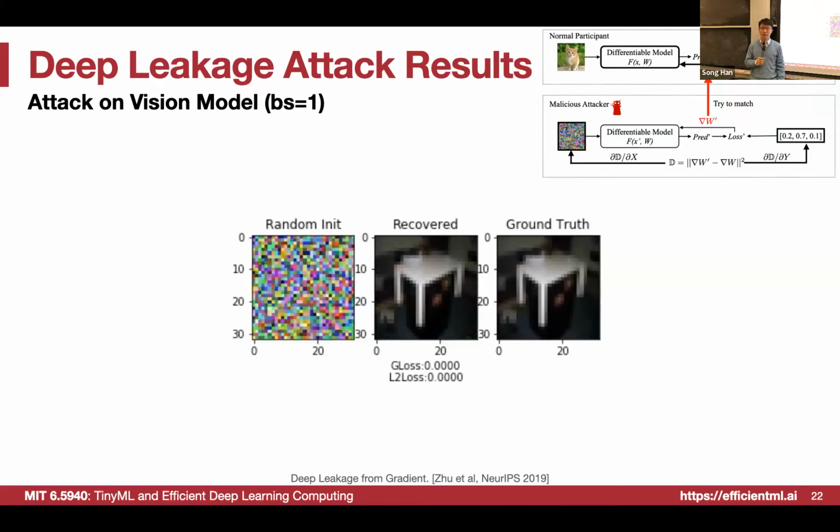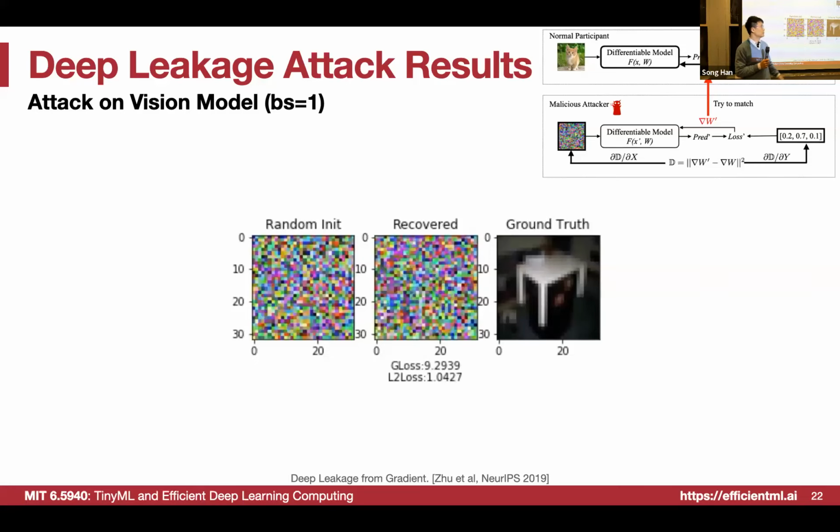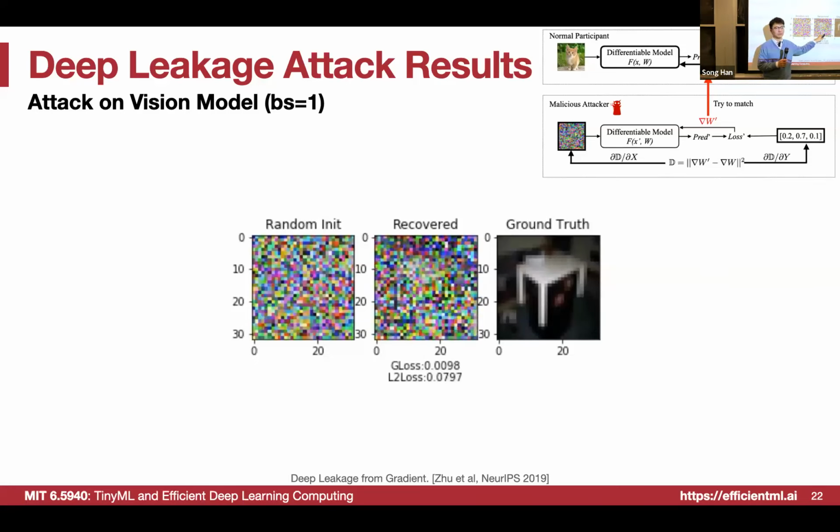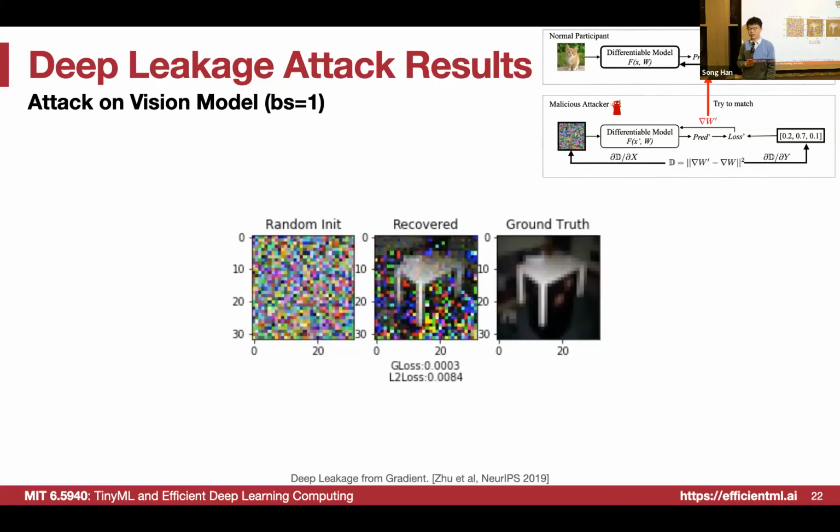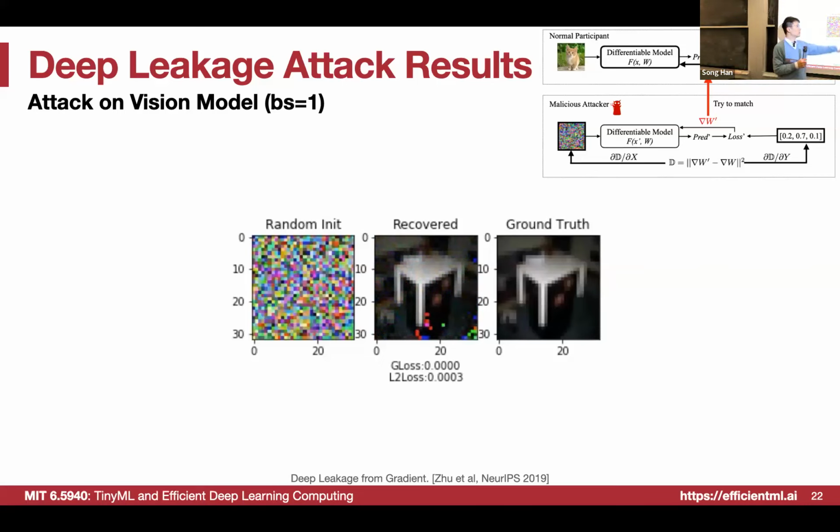What if we have multiple images in the batch? Will it make the attack easier or harder? So far, we have shown we have one image in the training data. We can leak the input data by trying to match the gradient so that this randomly initialized dummy input can actually recover the ground truth. So what if we have multiple input images in the training batch? Is it harder to attack or is it easier to attack?